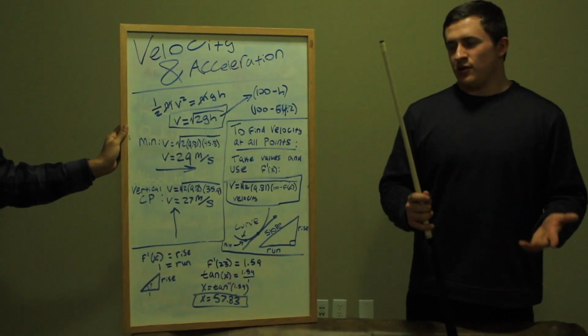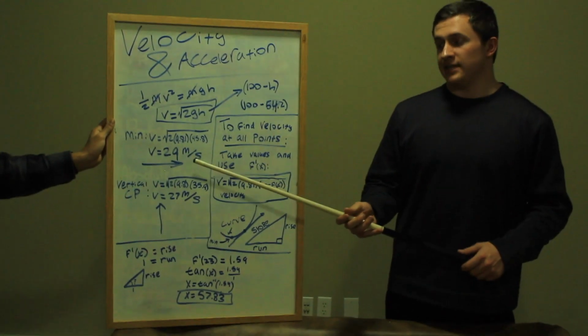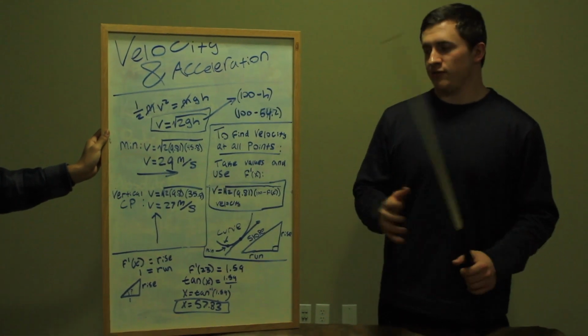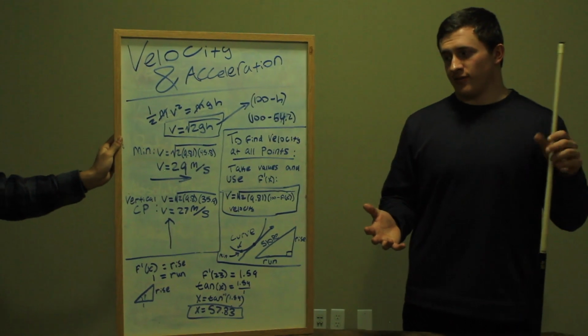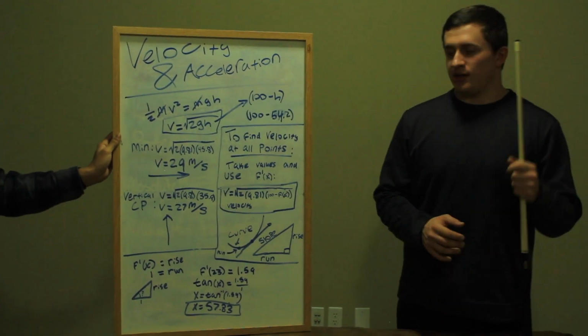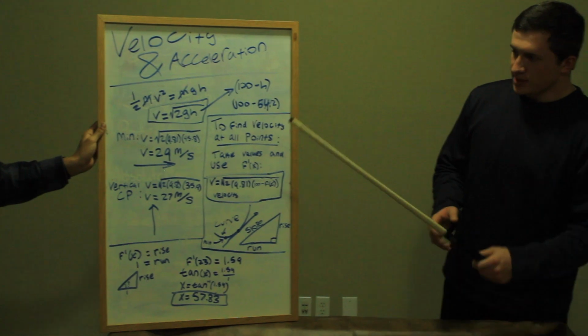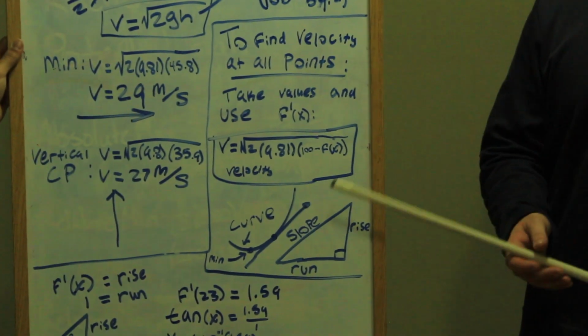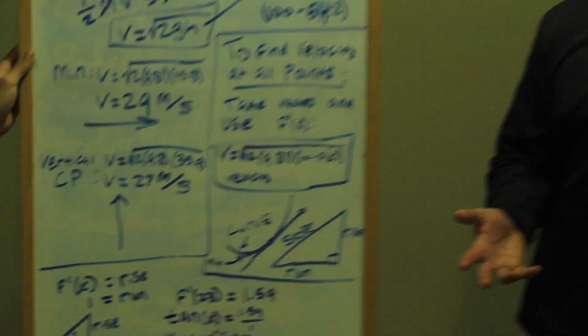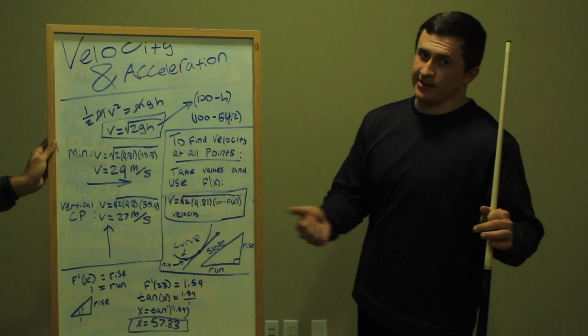But how does this work when the graph is not either horizontal or vertical? How do we find the horizontal and vertical components of the velocity at any point on the graph? Well, that's what we were trying to figure out. So we have here the velocity equation: the square root of 2 times 9.81 times 100 minus f of x. And f of x is just the height, because that is whatever the y value is at that certain x value.